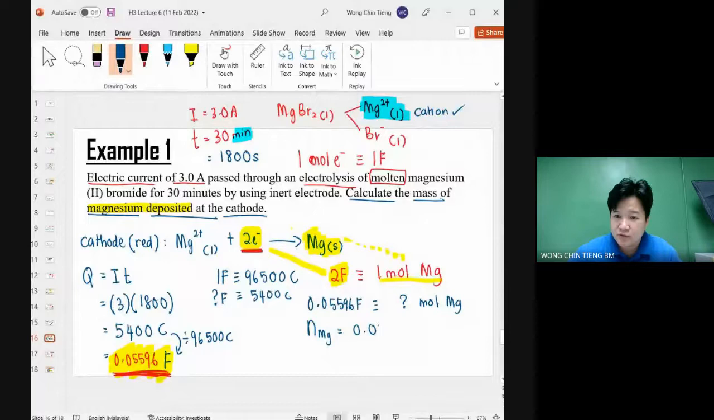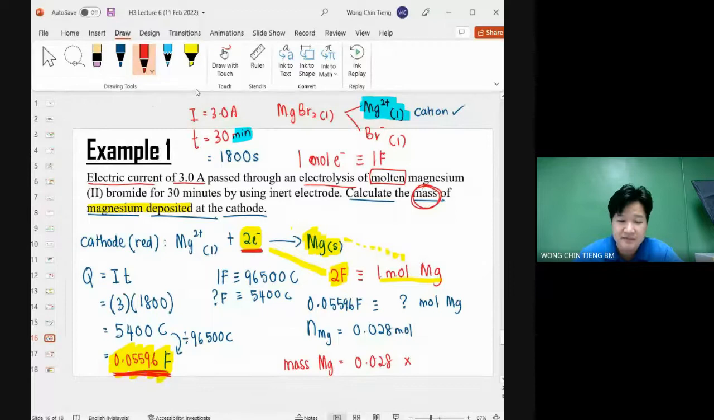Zero point zero two eight mole of magnesium. Done. Very good. Soalan tanya mass. Ada number of mole nak cari mass, senang je. Mass of magnesium equals the number of mole, 0.028, times the relative atomic mass of magnesium, 24.3. Kamu pun dapatlah mass of magnesium.